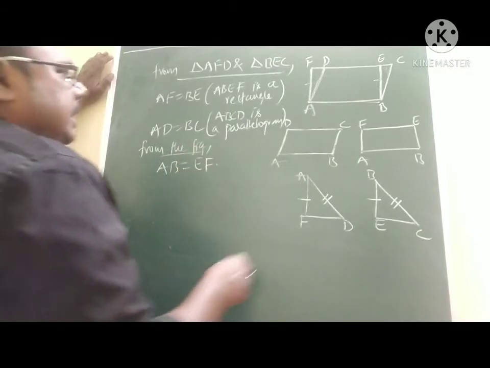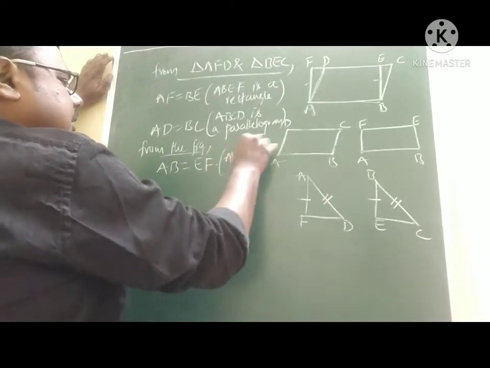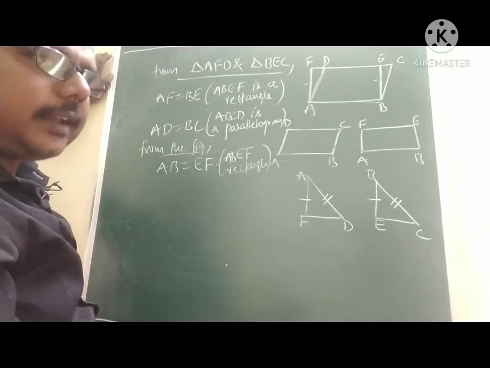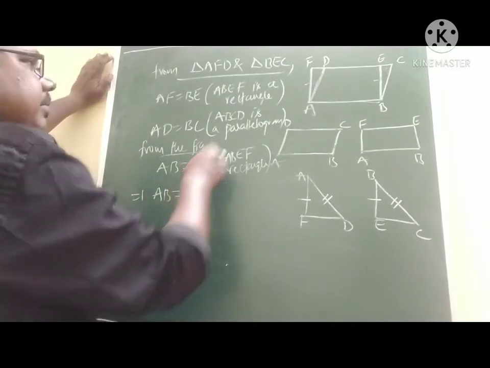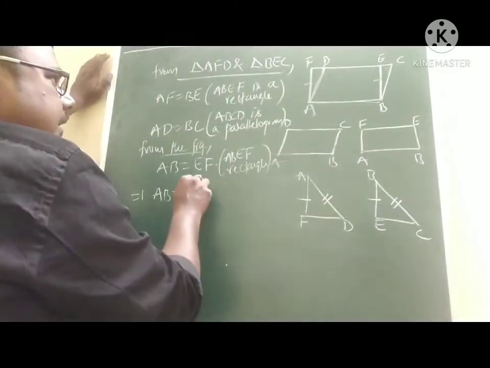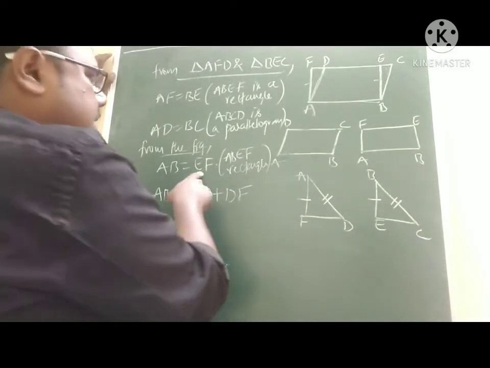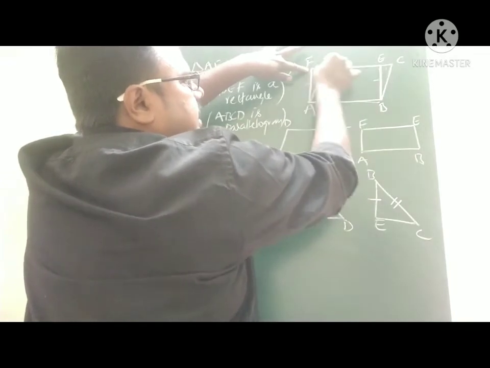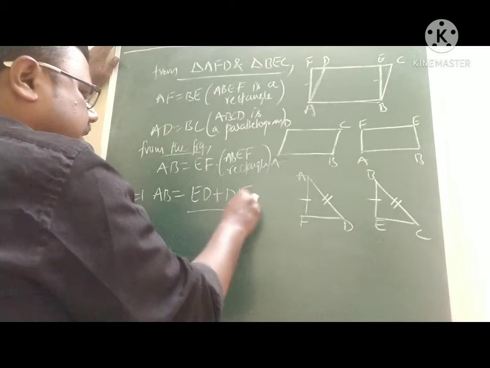Why? Because AB is equal to EF, because ABEF is a rectangle, and in a rectangle opposite sides are equal. So here AB is equal to EF. Can I write EF from the combined figure as ED plus DF, right? So instead of EF, I have written DE plus FD. FD or DF both give the same sense. Let me take it as 1.